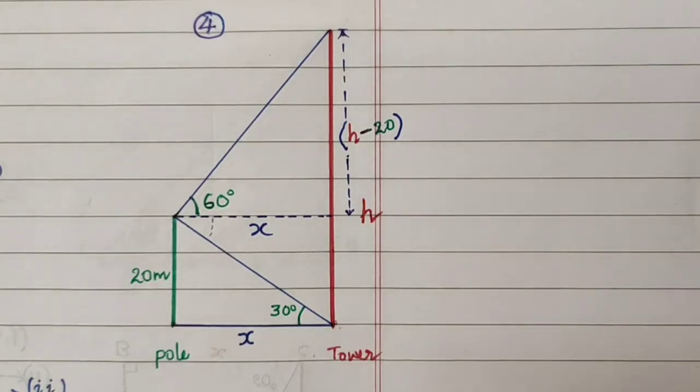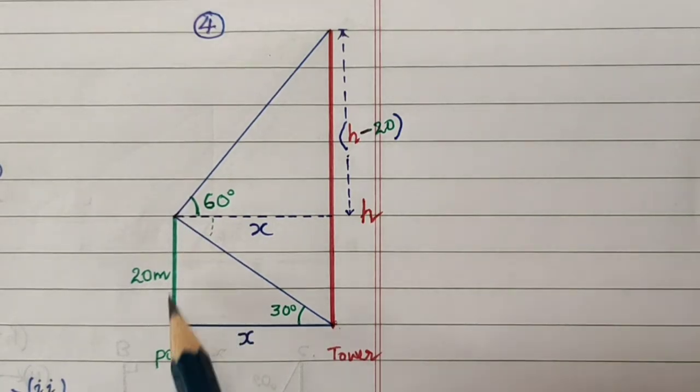A vertical pole and a vertical tower are on the same level ground. From the top of the pole, the angle of elevation of the top of the tower is 60 degrees, and the angle of depression of the foot of the tower is 30 degrees. Find the height of the tower if the height of the pole is 20 meters.